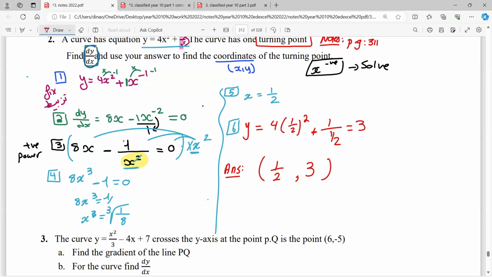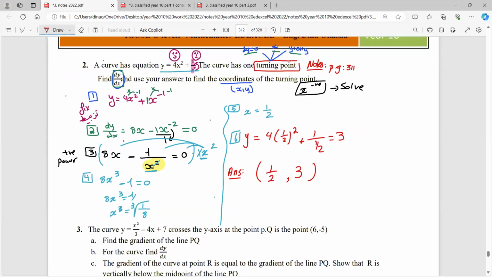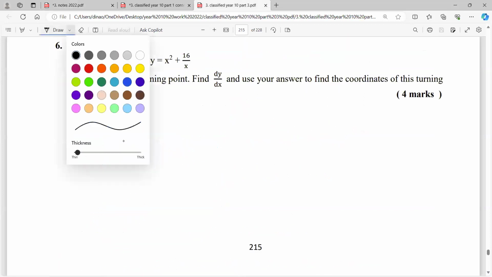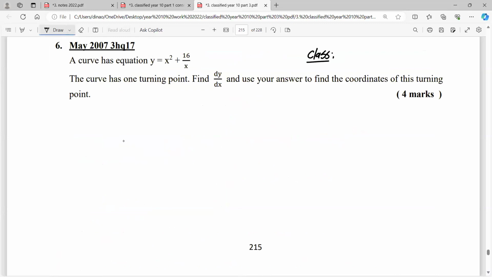And this is a question related to when the x is a denominator. What do I do when the x is a denominator? I'm going to solve another question related to this part, but this question is in Classified part 3, page 215, as you can see.